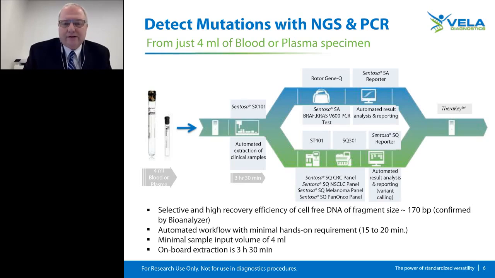They are placed into the Centosa SX101 liquid handling robot for automated extraction of clinical samples. That extraction process takes about 3.5 hours. After the extraction is done, the robot is automatic. The robot can also be loaded with either a PCR assay, such as the Centosa assay BRAF or KRAS PCR test, or the robot can be loaded with one of the next generation sequencing panels, such as the Centosa SQ CRC panel, the SQ NSCLC panel, the melanoma panel, or our brand new Centosa SQ Pan-Onco panel.